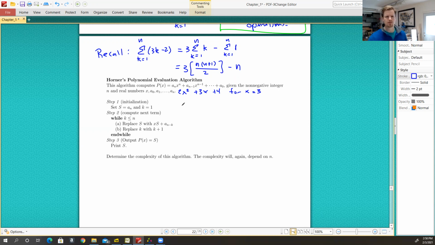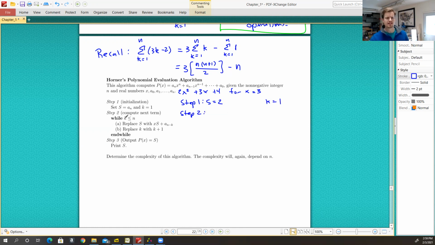So let's go ahead and follow through what happens when we evaluate this polynomial. So step 1, we set s equal to the coefficient on our first term, which is 2. And we let k be equal to 1. So we haven't done any elementary operations yet. We haven't performed any multiplication, division, addition, subtraction, or comparisons. But as soon as we move on to step 2, we begin with a comparison, putting us into a loop.